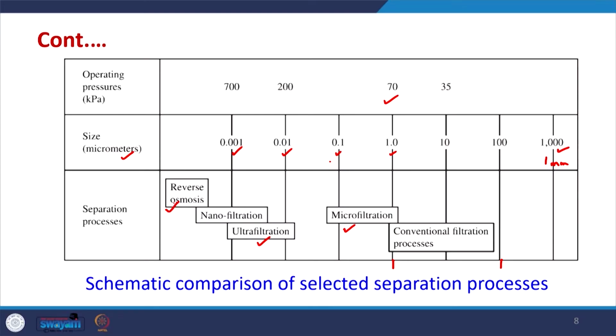Similarly, if we have to go further down, we can use the reverse osmosis process, but the pressure range will be very high. We can go up to 1000 kilopascal for reverse osmosis, but it will remove most of the ionic species out of the water, and this is the ionic range in which we operate. Reverse osmosis is very common in many industries for removal of various metals and other types of ions from the water. So, this is a schematic comparison of the membrane processes with respect to the size range under which they work and the operating pressure ranges for which they work.